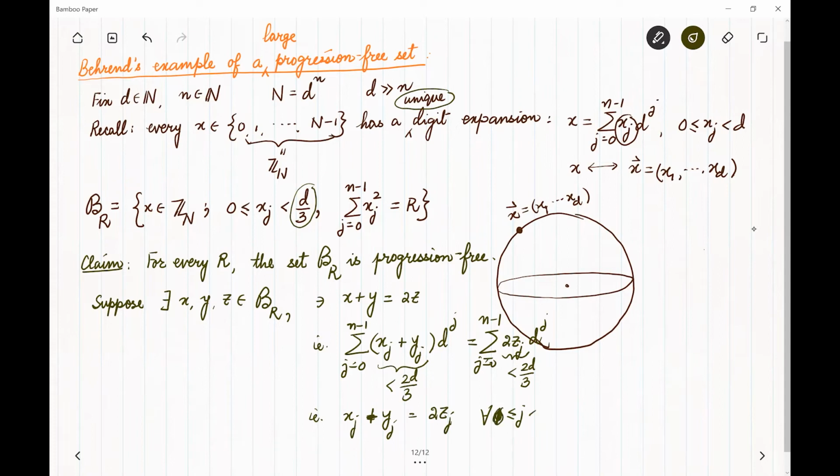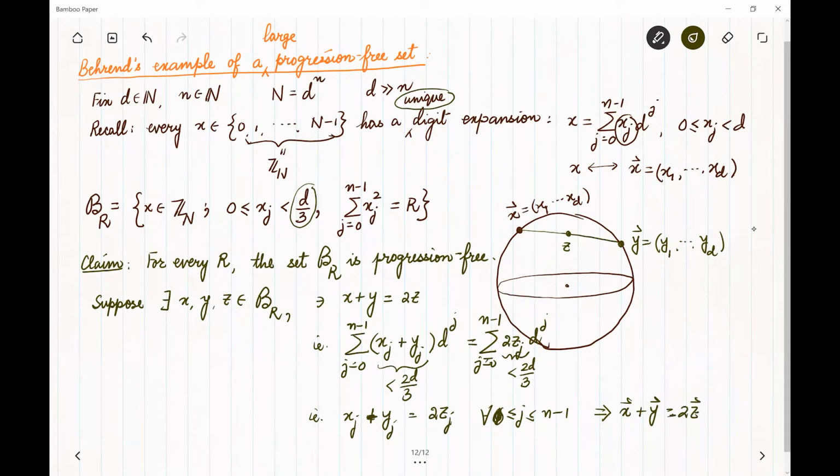Oh, 0 to n minus 1. Okay. So here's x, there is some point y also in the same set. But now you see why this idea of Behrens was so brilliant, because he chose his points on a sphere. And x, y, and z are supposed to be 3 points on a line and all lying on the sphere. And you can see why that can't happen, because a sphere is strictly convex. So this implies that the vector x plus the vector y is equal to the vector 2z.